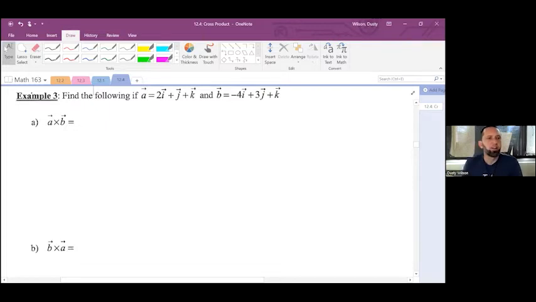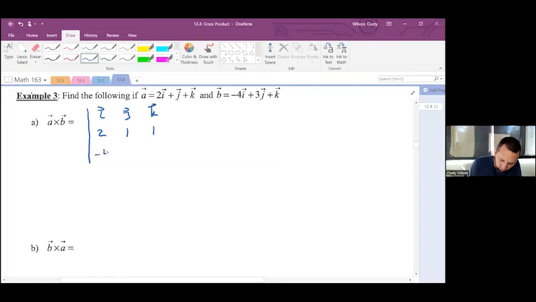Example 3. Find the following if A equals 2i plus j plus k and B equals negative 4i plus 3j plus k. So I'm going to start by putting in my i's, j's, and k's at the top. And then the A vector will be 2, 1, 1. The B vector will be negative 4, 3, 1. So here's my cross product determinant.